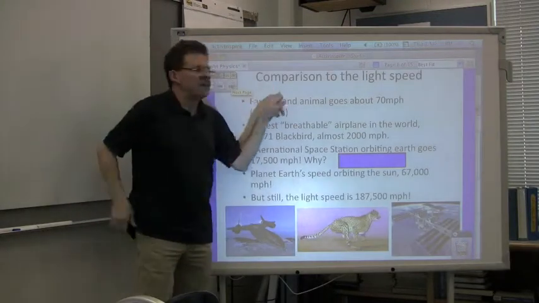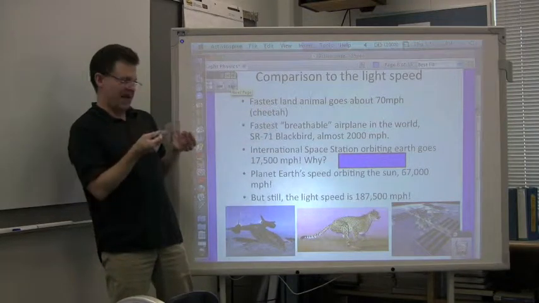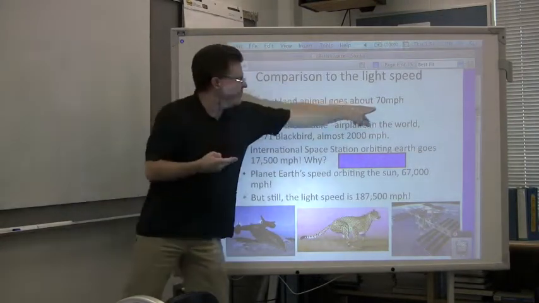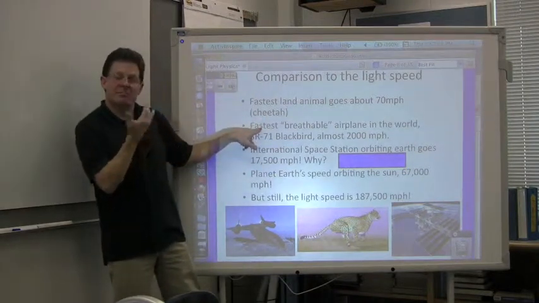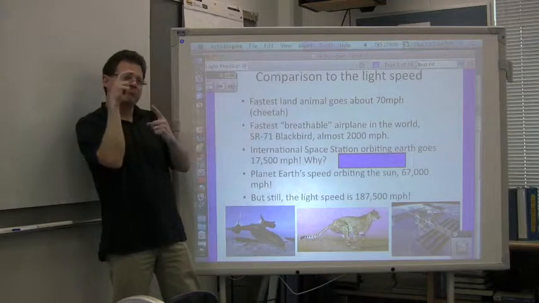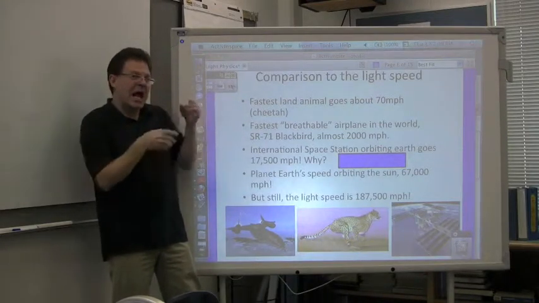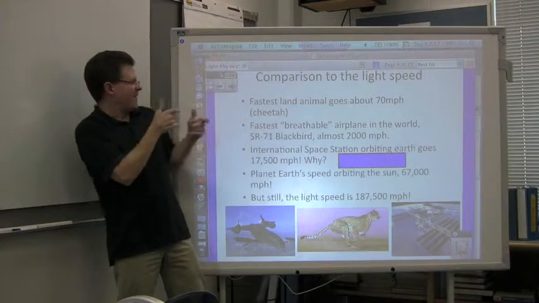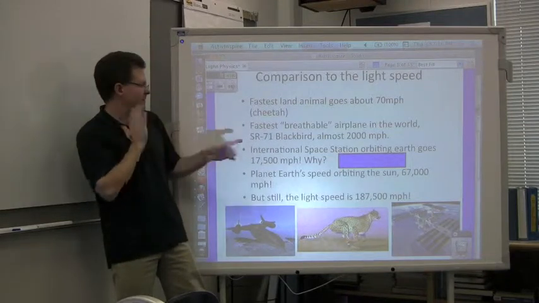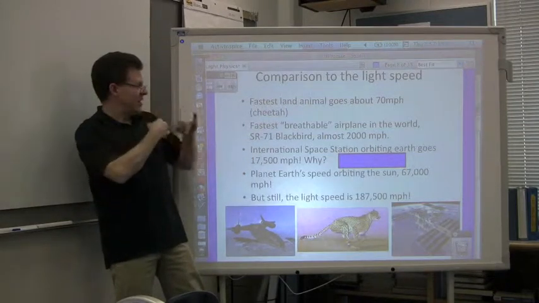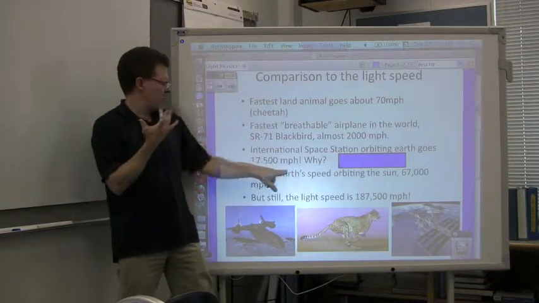So now comparison of light speed, we'll go through this list. The fastest land animal is about 70 miles per hour, which is a cheetah. Now, the fastest airplane in the world at max is 2,000 miles per hour. Cannot go over that. So the fastest, quote unquote, breathable airplane in the world, they don't make this kind anymore. They've stopped making that. Now the International Space Station, the ISS, it orbits the Earth, is 17,500 miles per hour.